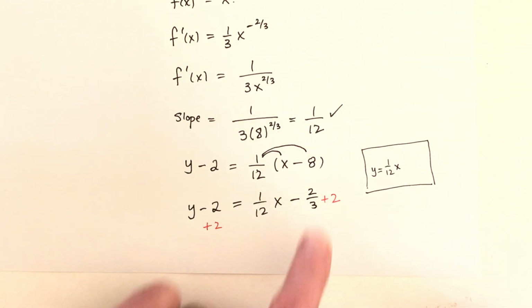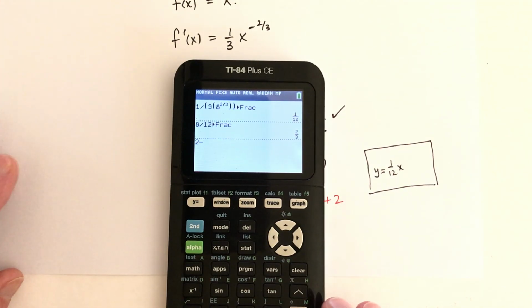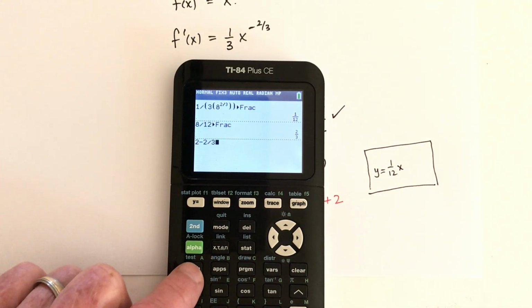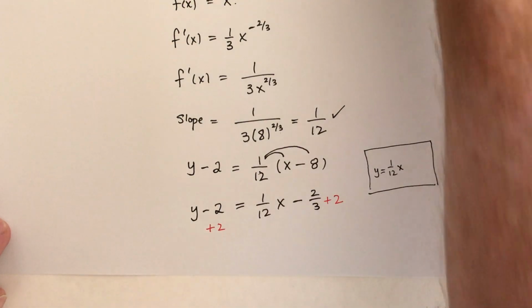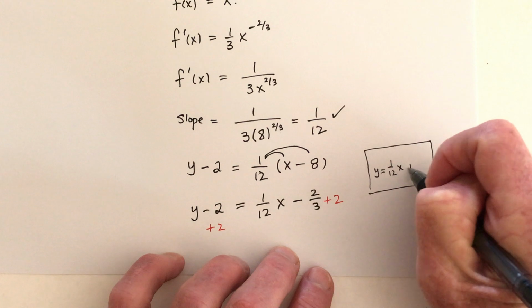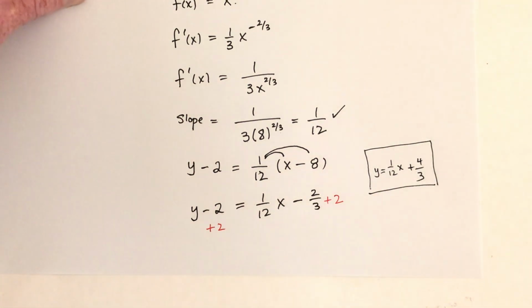And now I just need this part. So that's 2 minus 2/3. So 2 minus 2/3, get that as a fraction, that's 4/3. So plus 4/3, and then this one is done.